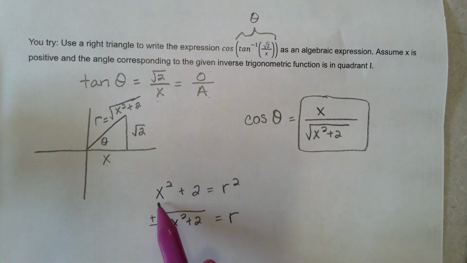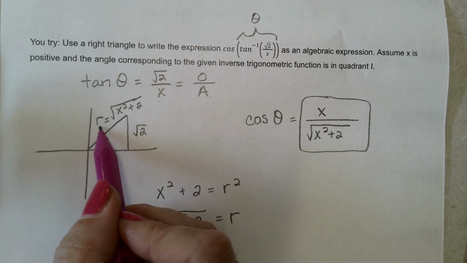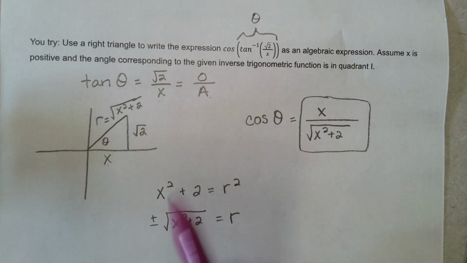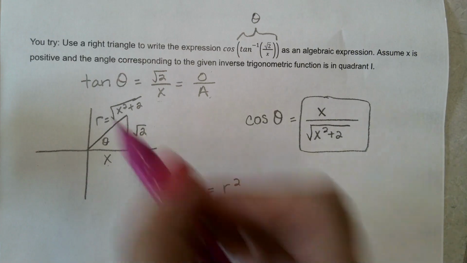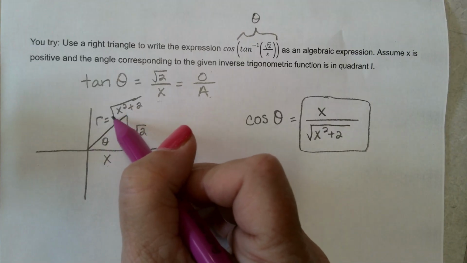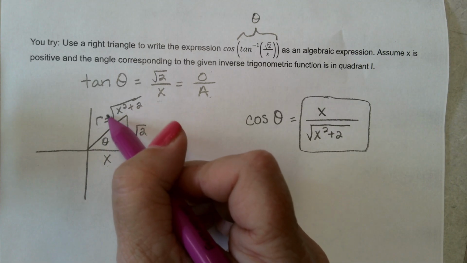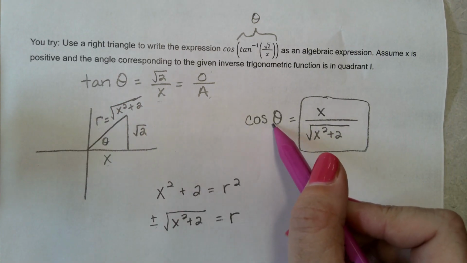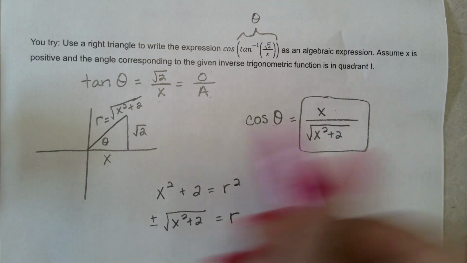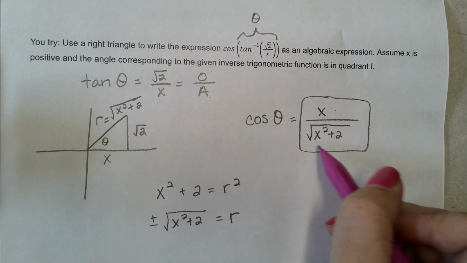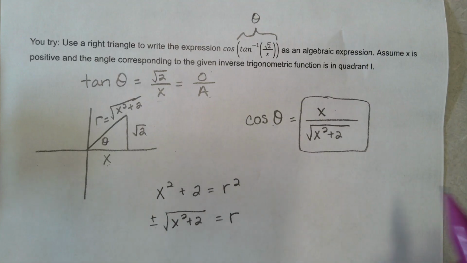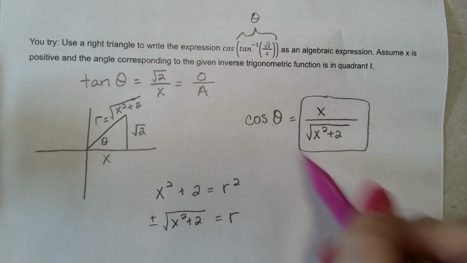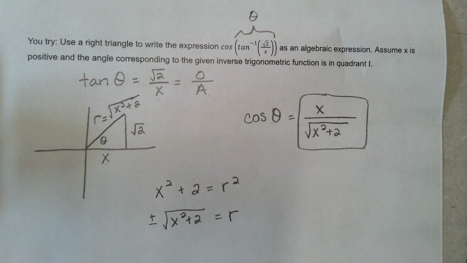Then I went through and solved for r, which is what I called my hypotenuse. It was plus or minus, but I always remember that my hypotenuse is always positive, so I chose the positive square root of x squared plus 2. And then I used that cosine is our adjacent, which is our x, over our hypotenuse, which was the square root of x squared plus 2. You do not have to rationalize these denominators. Leaving the answer just like this is fine.